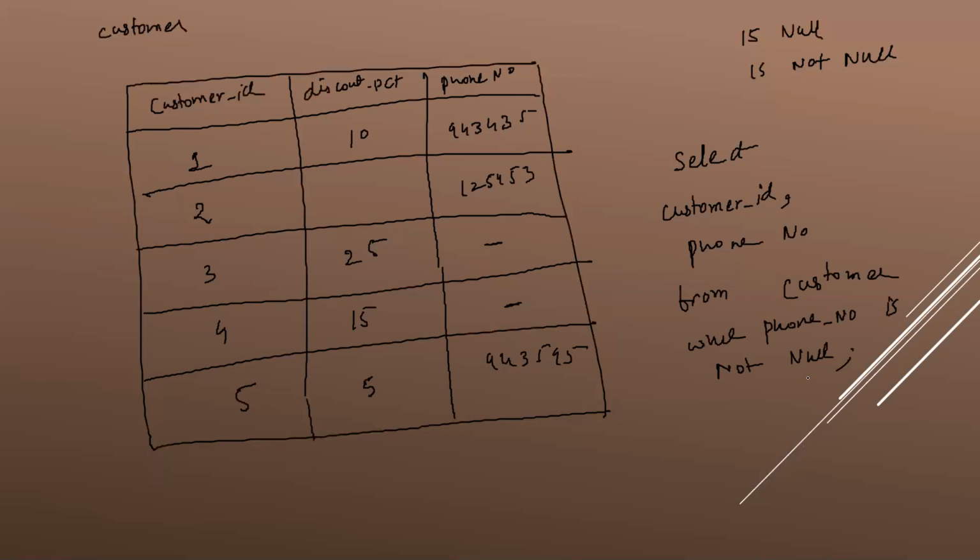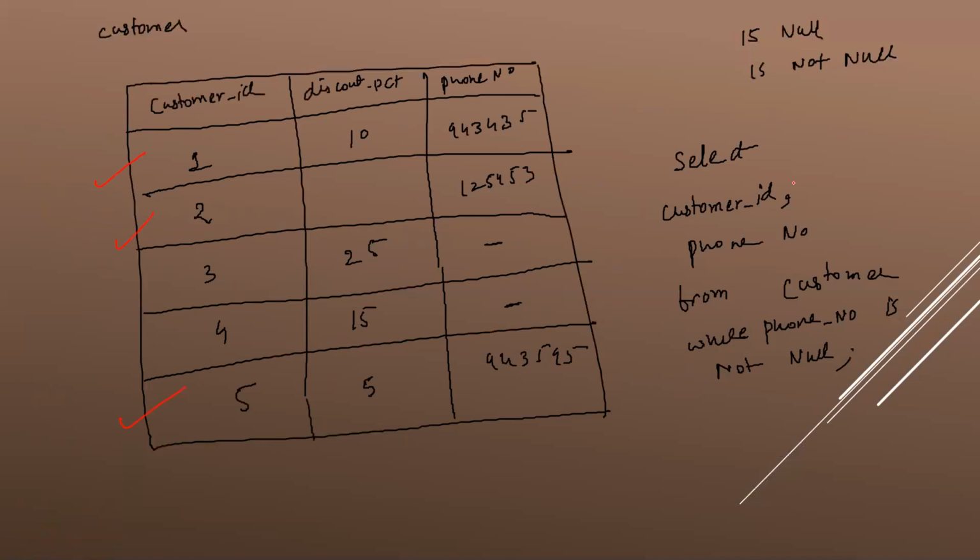From customer ID, right? From customer where phone number is not null. So tell me the cases where phone number is not null. Customer 1, 2, 5. Here the phone number is not null, and 5. So we'll get these 3 results as output.